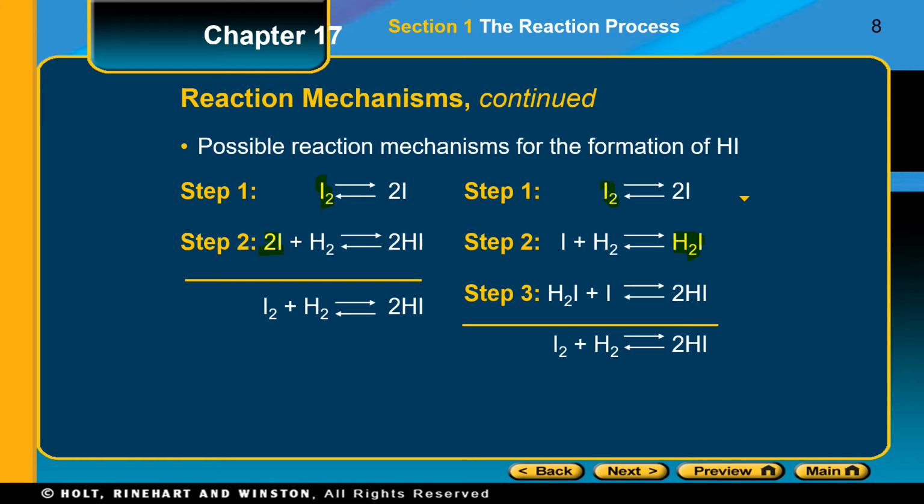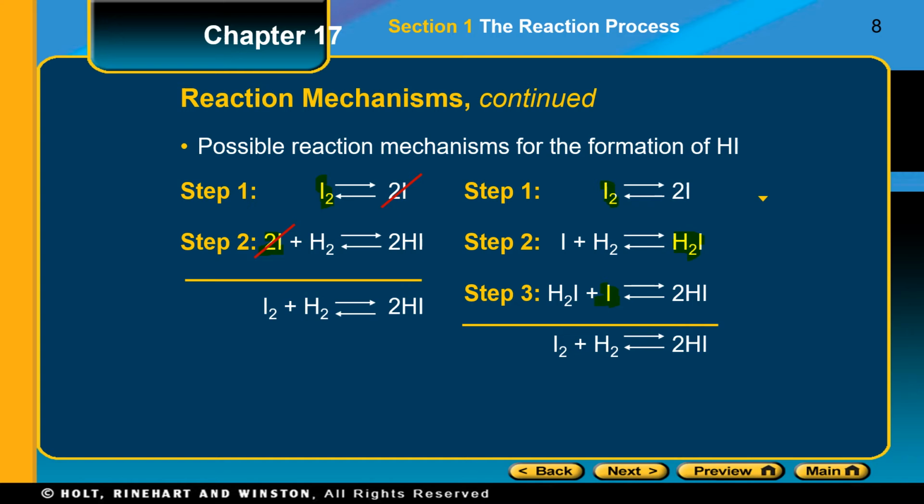And then in a third step, the other iodine, which is not the same iodine atom as that, a different iodine atom, strikes this intermediate structure and causes it to break apart in such a way that we end up with two separate hydrogen iodide molecules. Now, if I add these up and cross out the things that appear on both sides, we have the same overall reaction, I2 plus H2 forming 2HI.